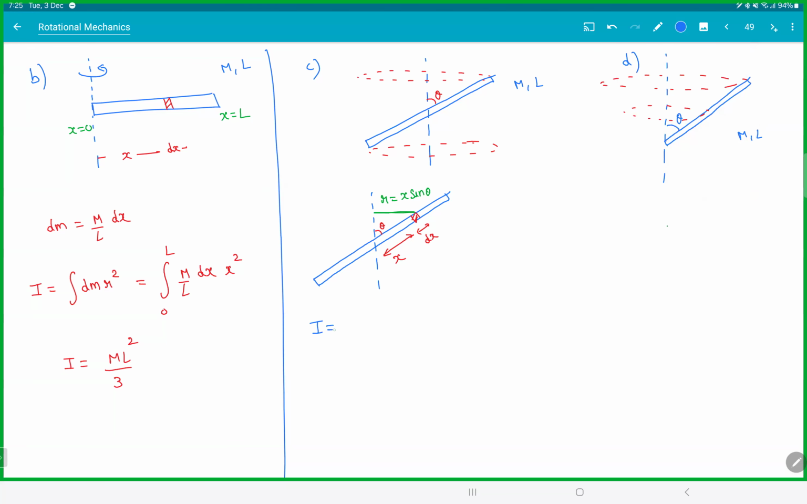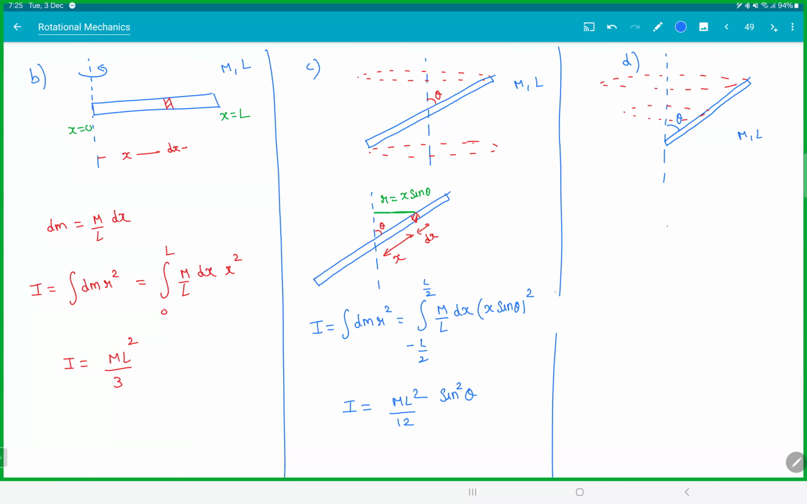So now your formula I is integral dm r square, and this will be m by L dx. In place of r you'll get x sine theta squared. Remember theta is constant. Limits are minus L by 2 to L by 2. So you will get ml square by 12 sine square theta. If you put theta equal to 90 degrees, it becomes your first part as the answer. Check it out. It's ml square by 12 sine square theta.